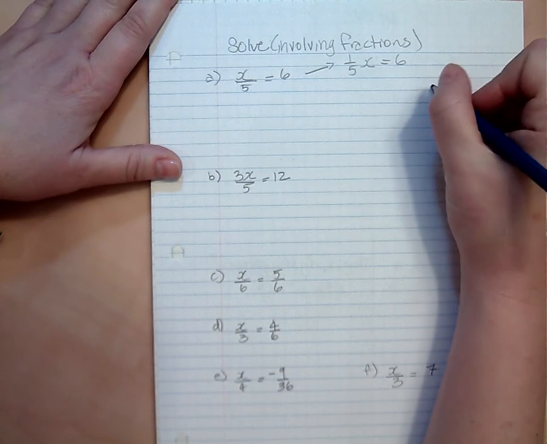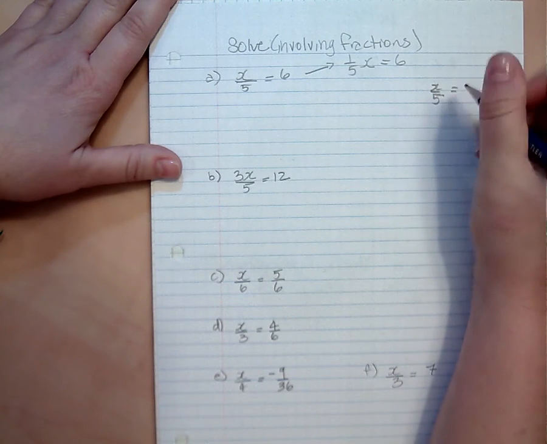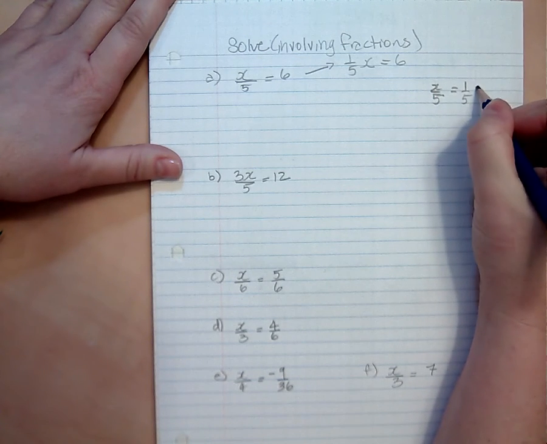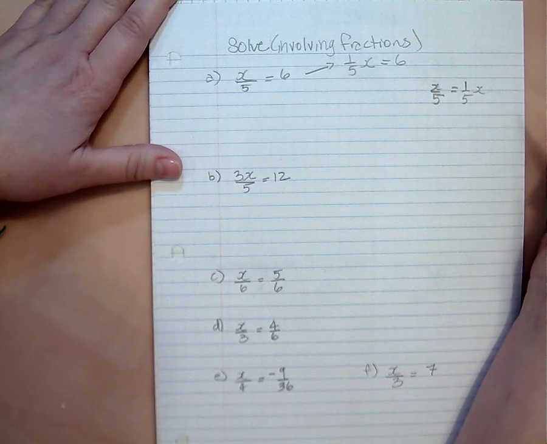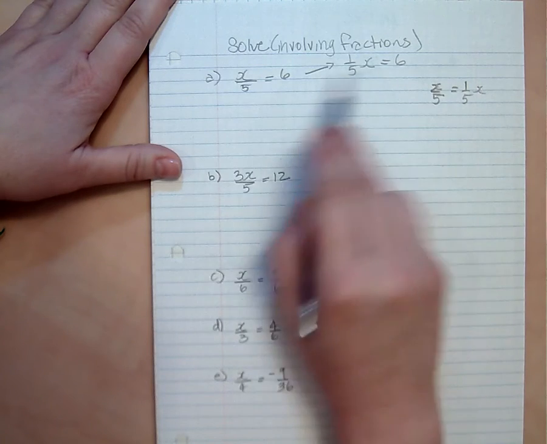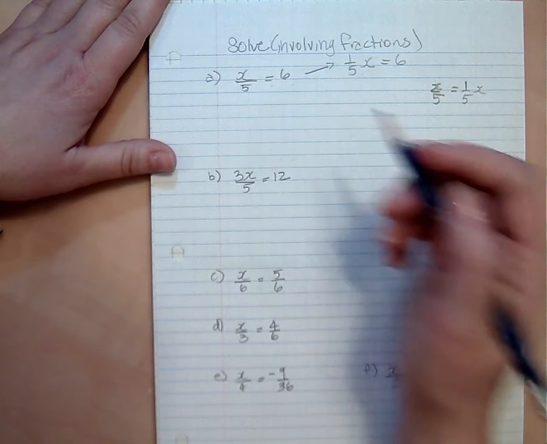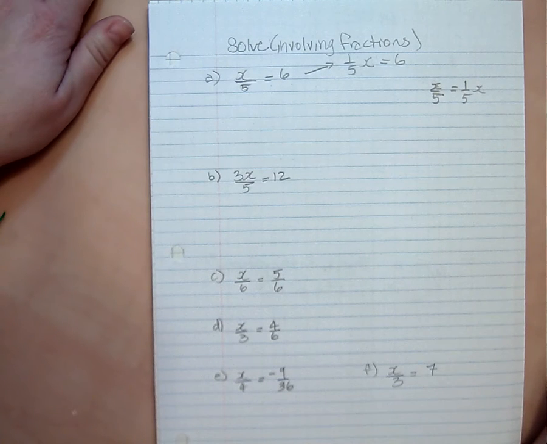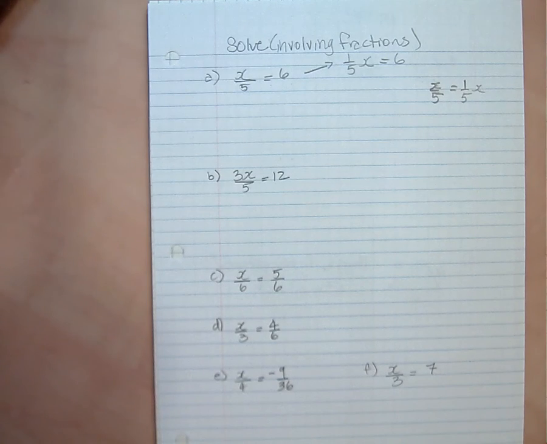So this is the same as this, right? Because 1 times x is x over 5. I just want to make sure you know that. So here we've got this equals this. So there's 2 ways of looking at this. I'll talk about both and then you can do whatever you wish.